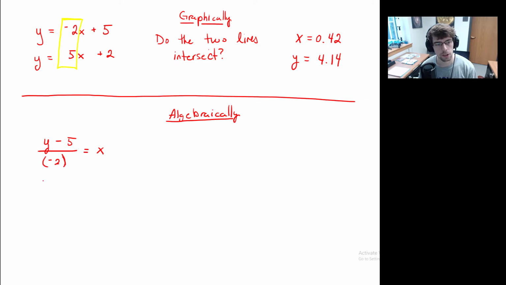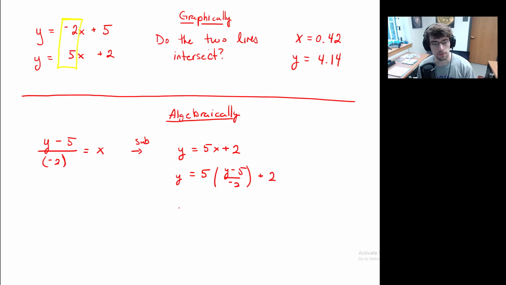So the first equation, I get something like this for x, and now I will sub it into the second equation, y equals 5x plus 2. So I get y is equal to 5 times (y minus 5 over 2) plus 2. So now we have to get y by itself.